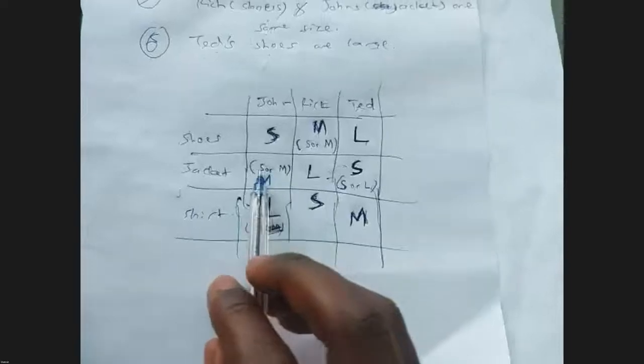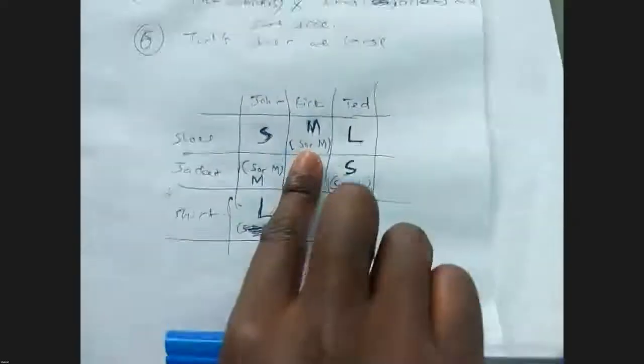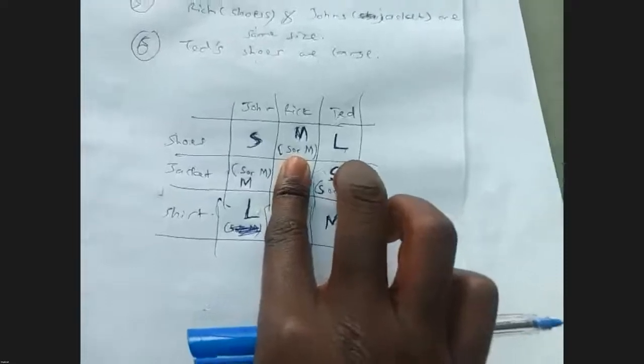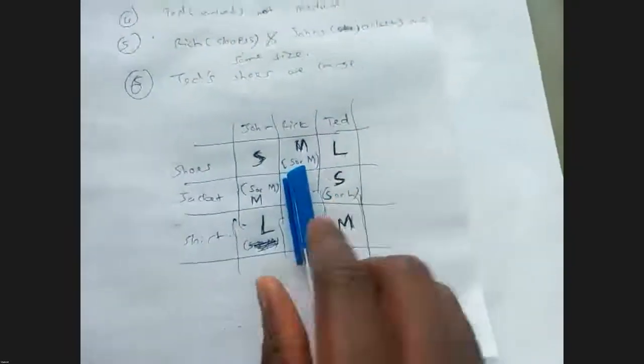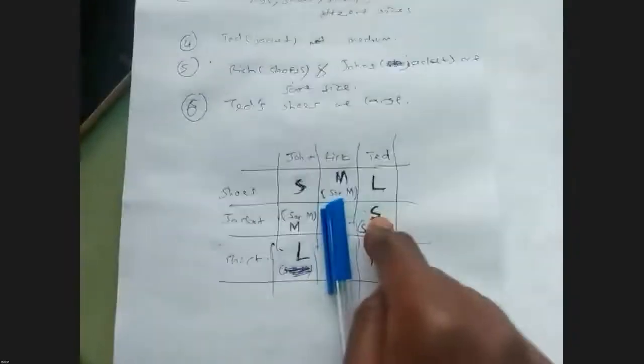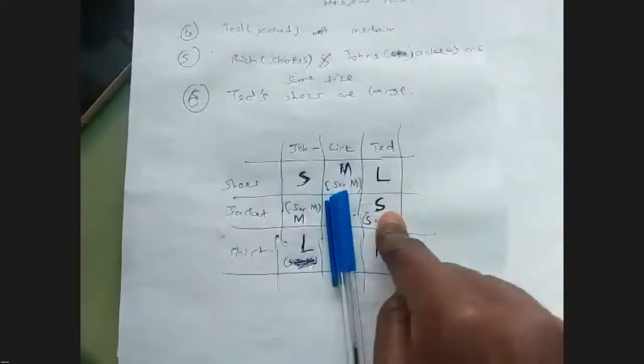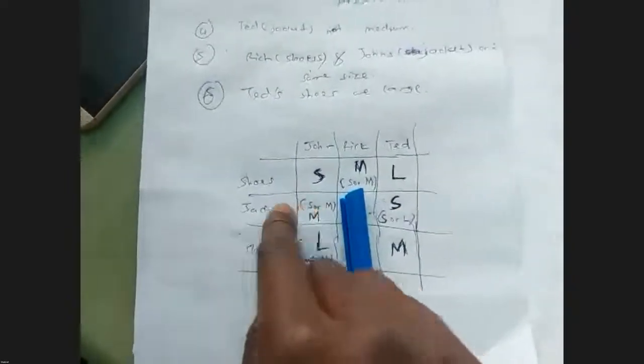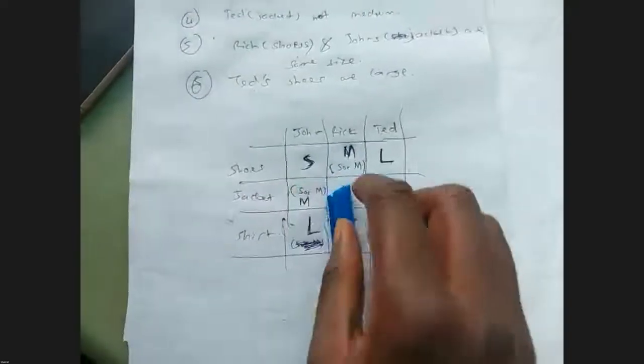Now, when you look at Johnny's medium, remember we already had this small here. And here we have small or medium. Remember, there is a statement that says all the shirts, shoes, and jackets have different sizes. So if Ted already has a small here, on Johnny's jacket, either small or medium, you cannot put small because it's a repetition. So that means you remain with medium. Thank you.